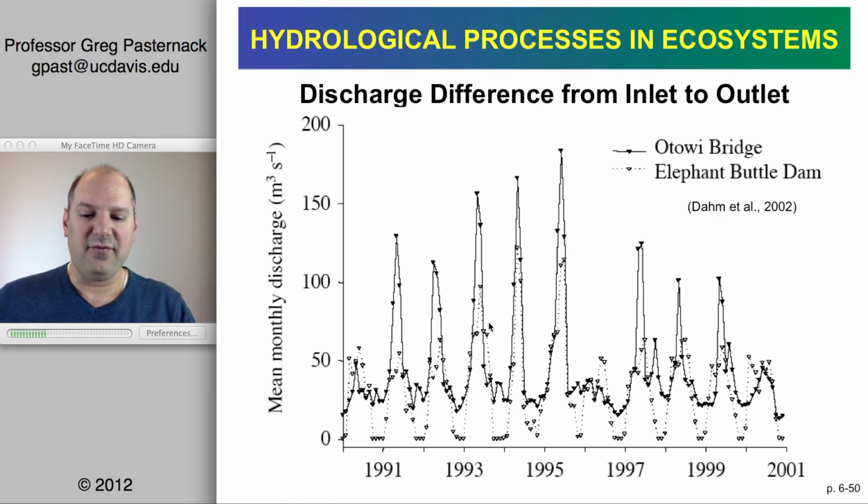Here are the inflows and outflows. The x-axis is time from like 1990 to 2001. Y-axis, mean monthly discharge in cubic meters per second. The upside down closed triangles are the inflows. You can see they spike higher, and the base flows are higher, so that overall the inflows at Ottaway Bridge are high, and then the dashed lines with the open triangles are Elephant Butte Dam, basically where the water is accumulating. And you can see that the peaks are diminished, but more importantly, the base flows are dramatically changed.